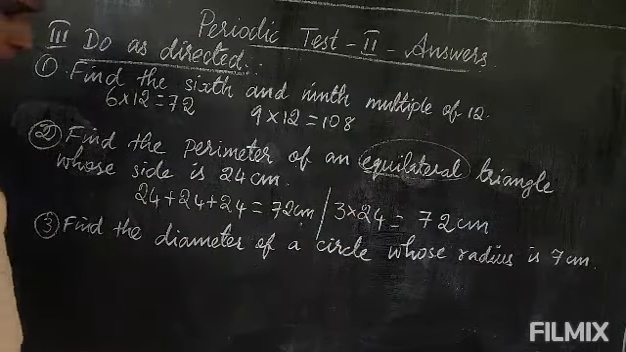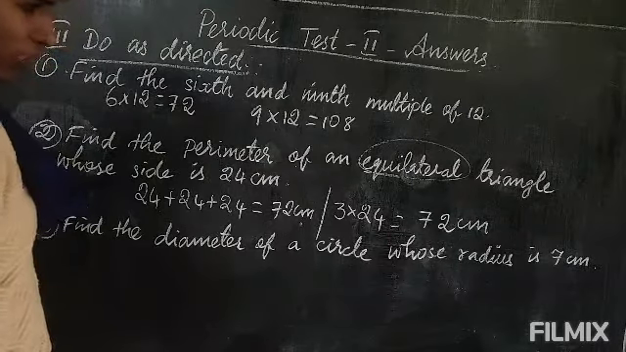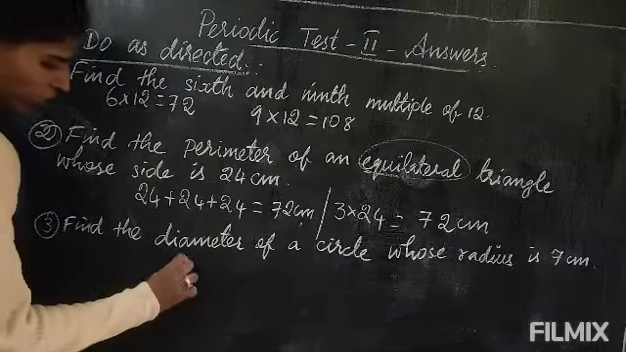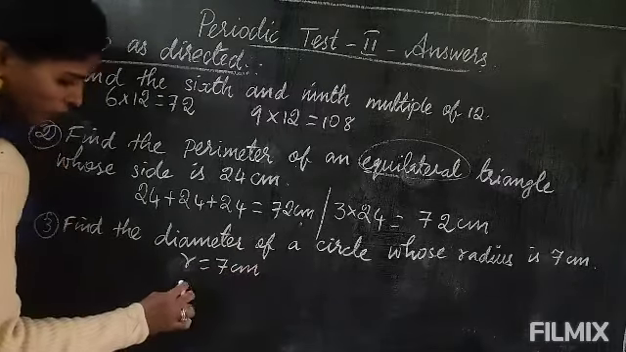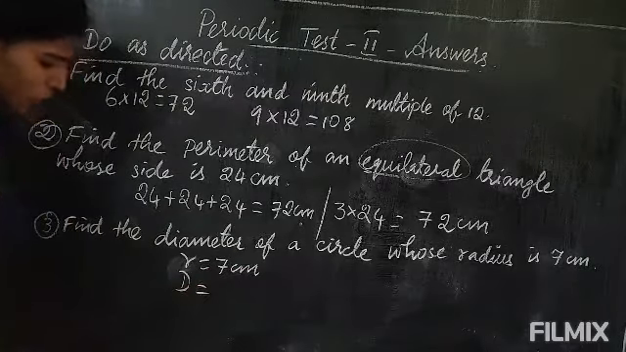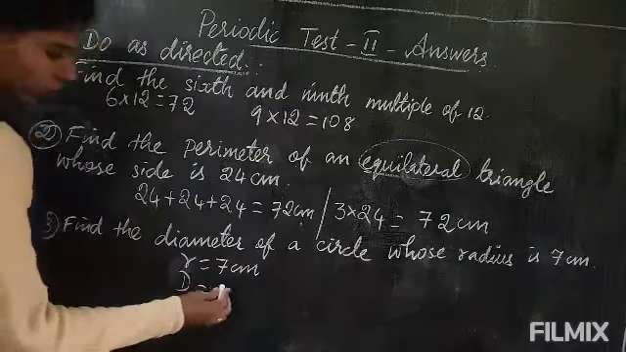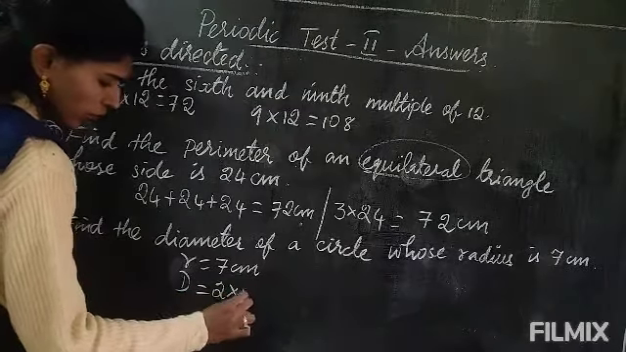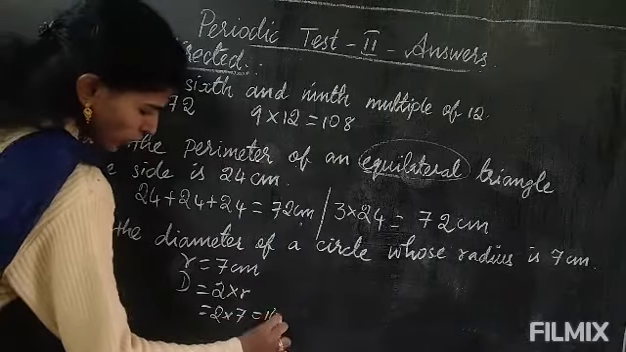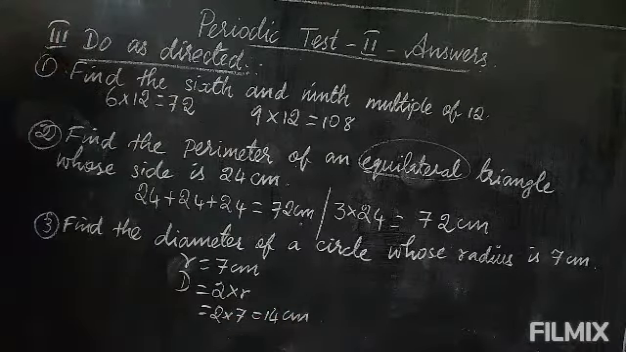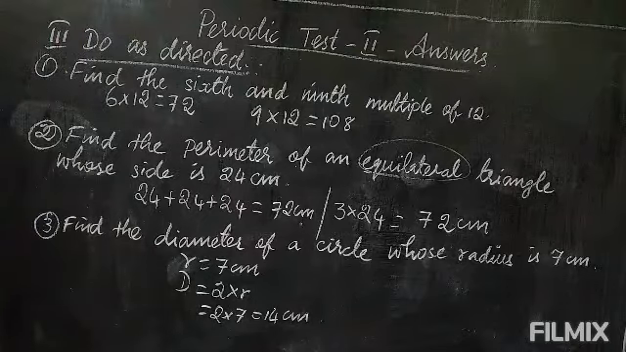Again find the diameter of a circle whose radius is 7 centimeter. So radius equal to 7 centimeter and you have to find the diameter. Diameter is double the radius. That means it is 2 into radius. So you have to write 2 into 7. 2 7s are 14. So the diameter is 14 centimeter. You can do the shortcut. You don't need to show the calculation also. Just write the shortcut answer.